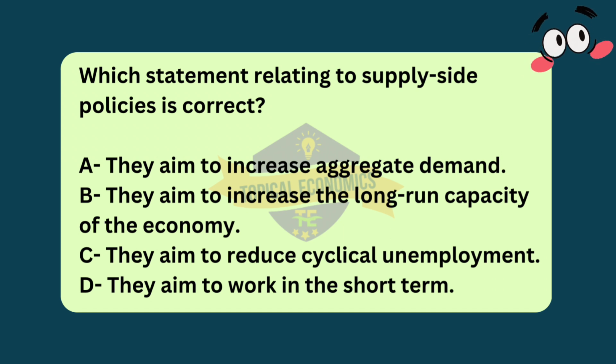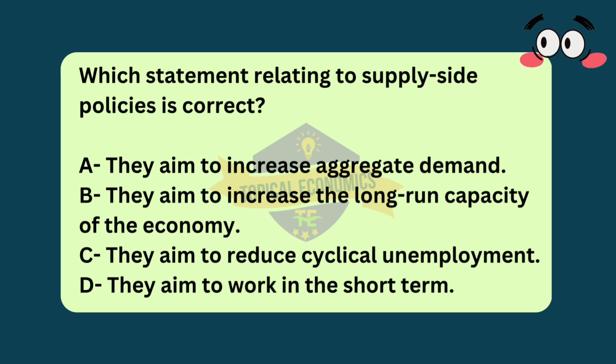They focus on increasing the long-term capacity for production and economic growth, rather than directly targeting aggregate demand or addressing short-term fluctuations like cyclical unemployment. Analyzing the other options. Option A. They aim to increase aggregate demand. Is incorrect. Supply-side policies focus on the supply side of the economy, production and productivity, rather than directly influencing demand.